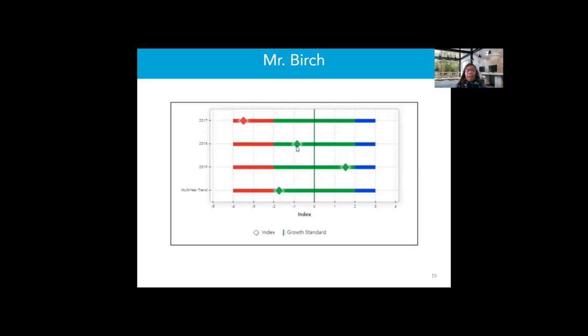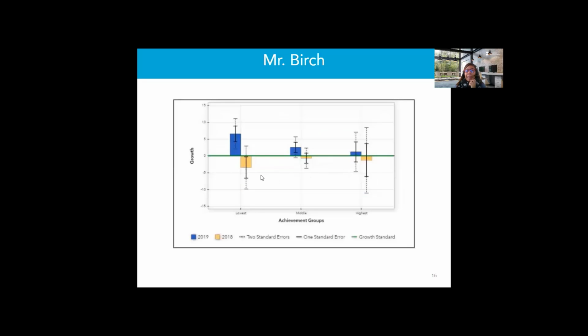Good gains. And then in 2019, he continued on his growth, and he is now almost approaching the exceeds. He's at a 1.5 or 1.6. So we see this trajectory. We know that he is on the right path. And then we're going to look at his diagnostic. His diagnostic data is telling us in 2019, his low kids grew, right? His standard error bars are above the green line. His blue bar is above the green line. There is no doubt that this group of students made some academic gains.